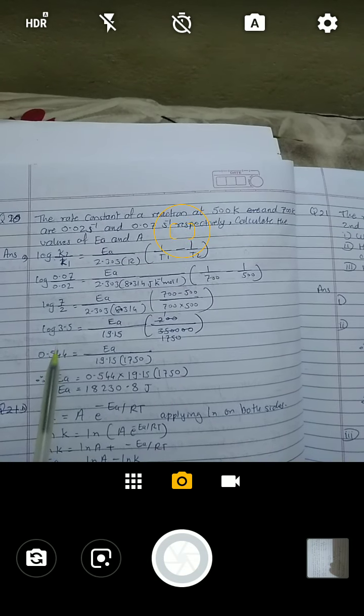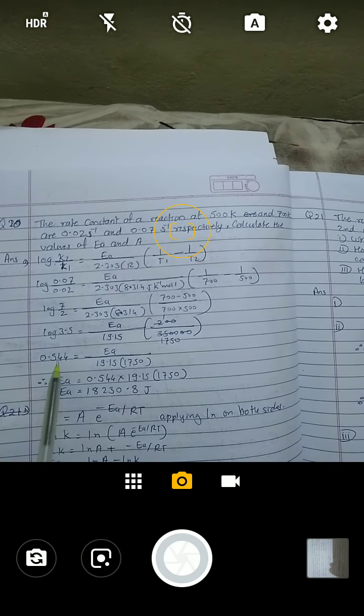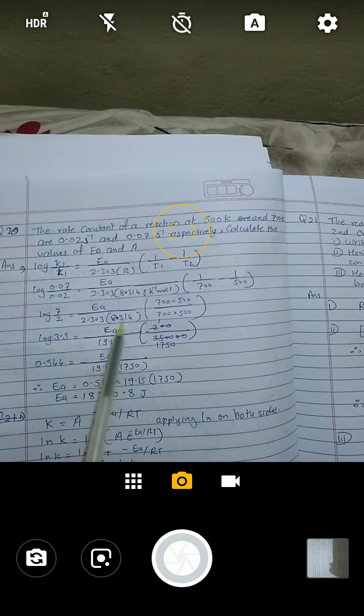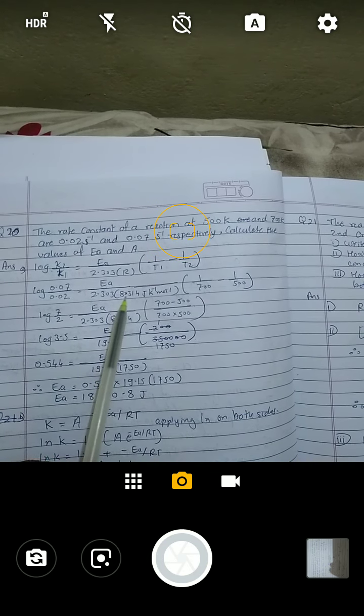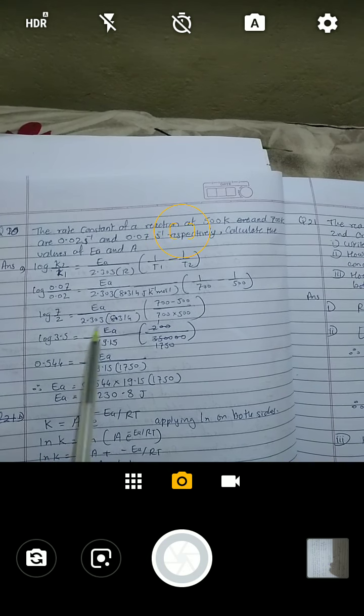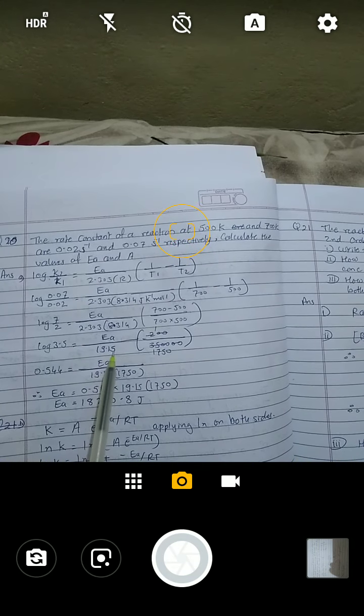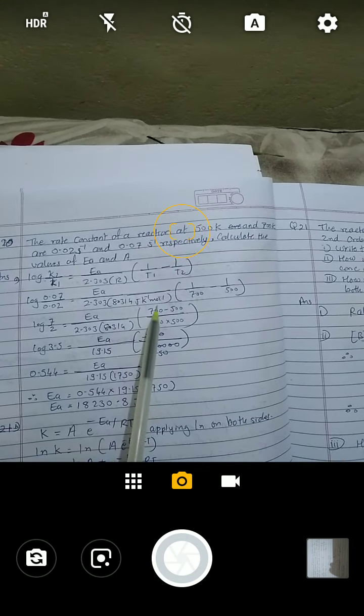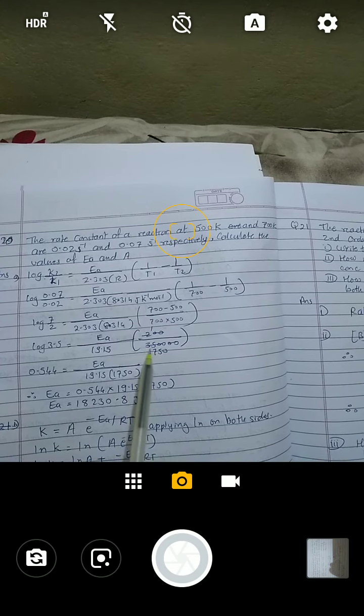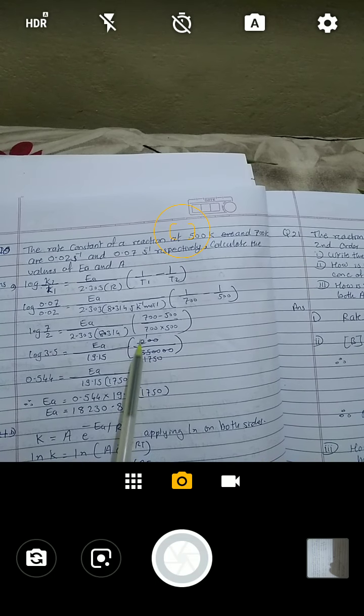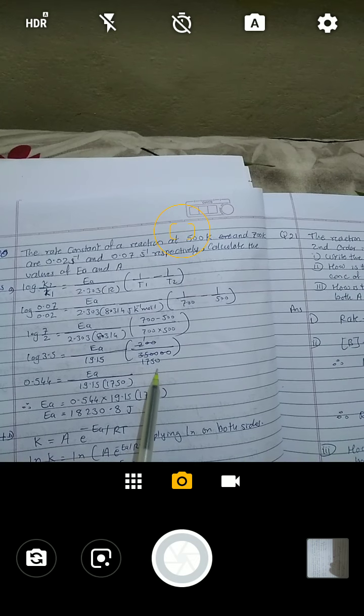So log of 3.5 is 0.544, and if I multiply 2.303 into the R value 8.314, it comes out to be 19.15. Then 700 minus 500, that is 200, divided by 350000, the 20 cancels, and if I divide this by 2, it comes out to be 1750.